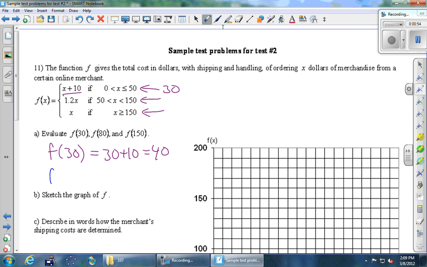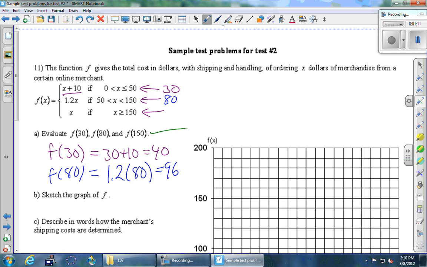Next one is f of 80. Again, looking at the three intervals, we should see that 80 lives in that middle one. So the rule here is the middle one, 1.2x, 1.2 times 80, which is 96.